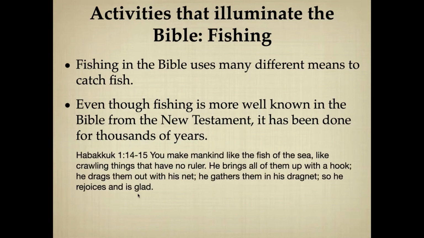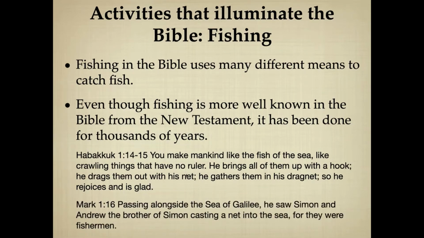For example, Habakkuk gives a very visual image of fishing in his reply to God. He says, you've made mankind like the fish of the sea, like crawling things that have no ruler. He brings them all up with a hook. There's one way to catch fish. He drags them out with his net. That's another way. And he gathers them in his dragnet, which I think is a different kind of net. It's a different Hebrew word, and he rejoices and is glad. So you find three ways just in these one or two verses in Habakkuk.